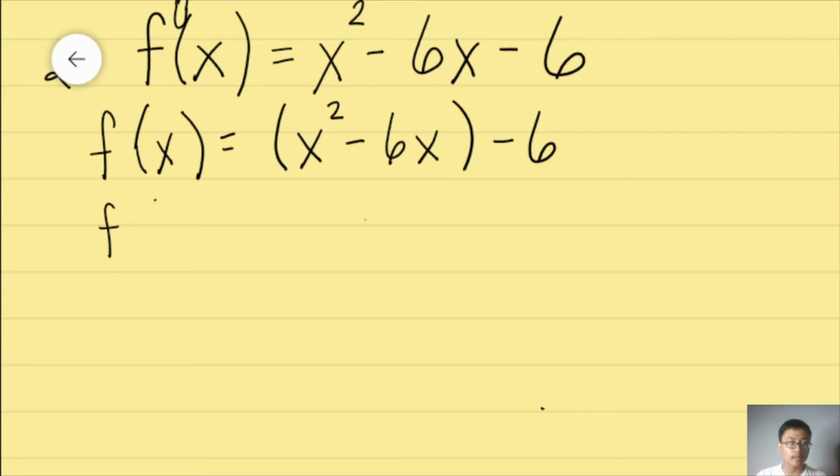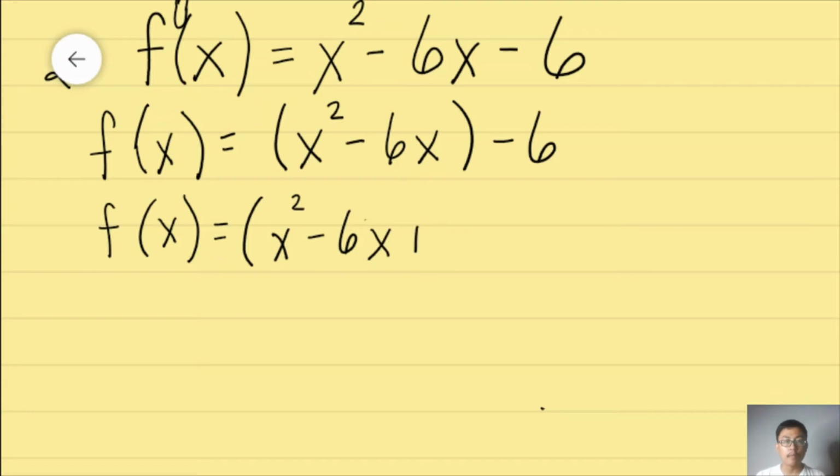Then, write natin ulit, f of x equals, so yung completing the square, no? Sa negative 6, so you have x squared minus 6x plus, lalagay natin dito para maging perfect trinomial or perfect square trinomial ito.